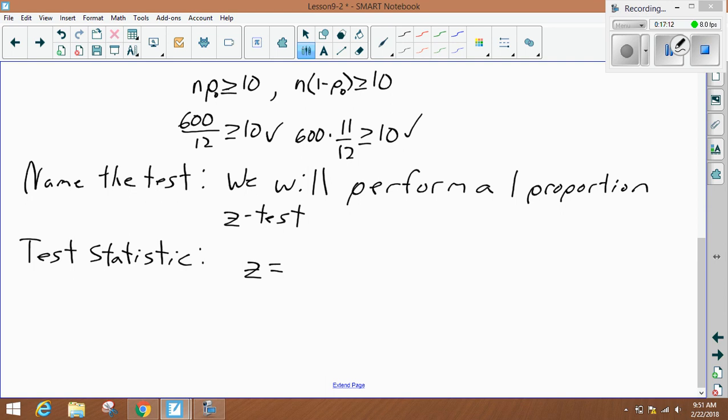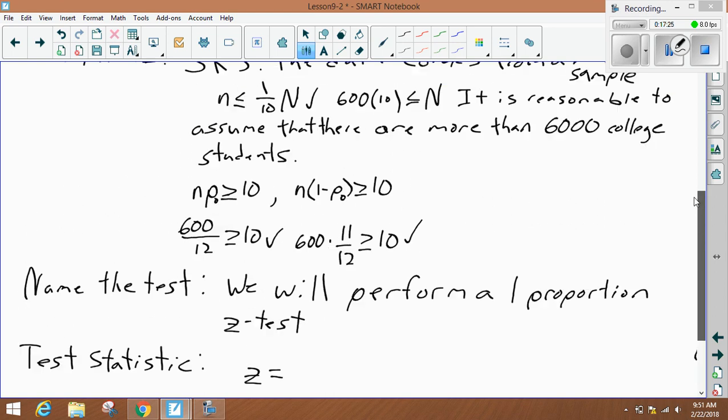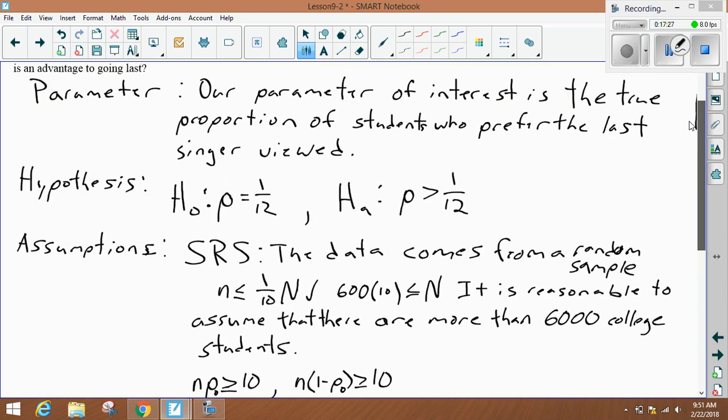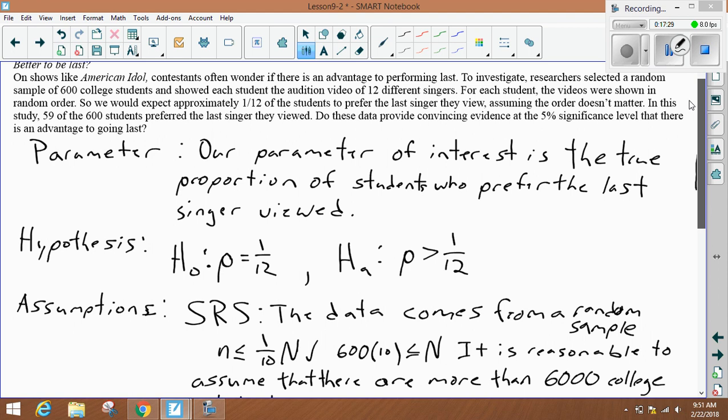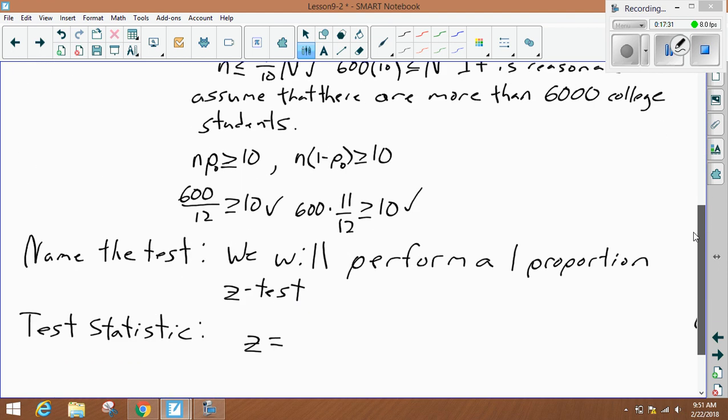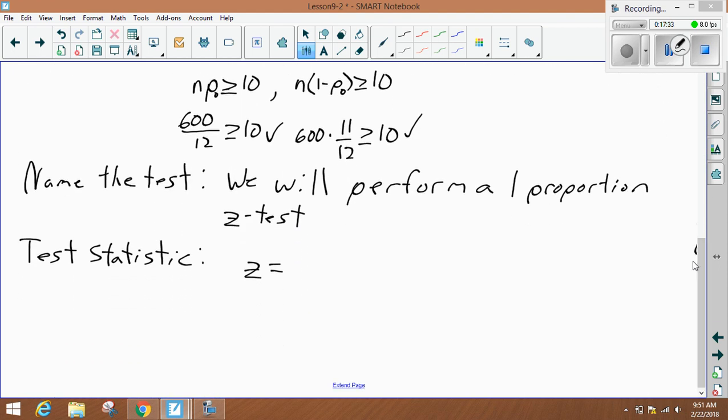P hat. Has anybody calculated P hat for us? Oh, you mean Z? Z, yeah, Z. We need P hat first. P hat is 59 over 600, which is approximately.